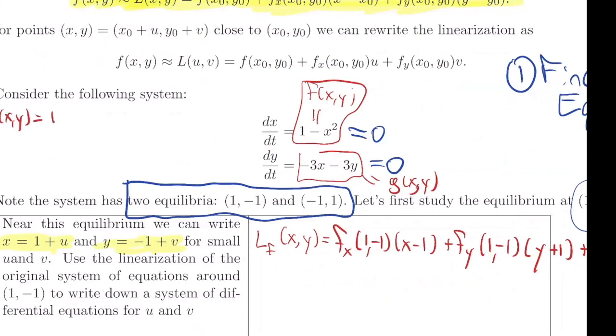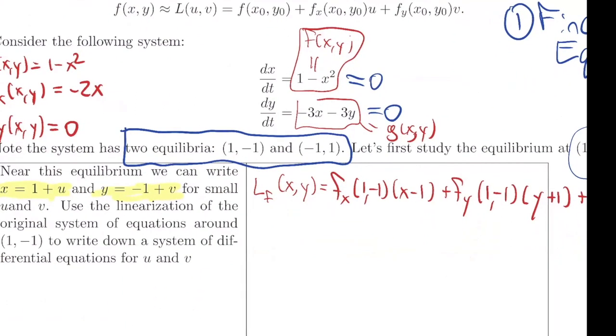So f of x, y is 1 minus x squared. What is the partial derivative of that with respect to x? Negative 2x. We're going to get minus 2x. And what would the partial derivative of that be with respect to y? 0. Is 0. So these are the values that are going to go in place over here and over here. So we're going to use this information to fill in those values.